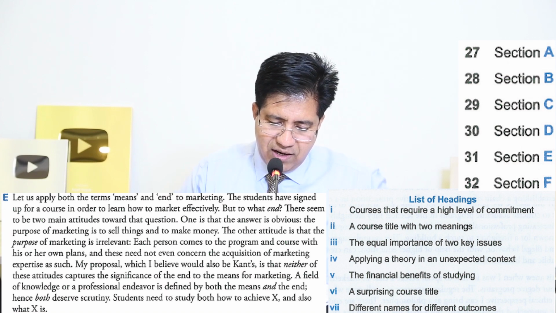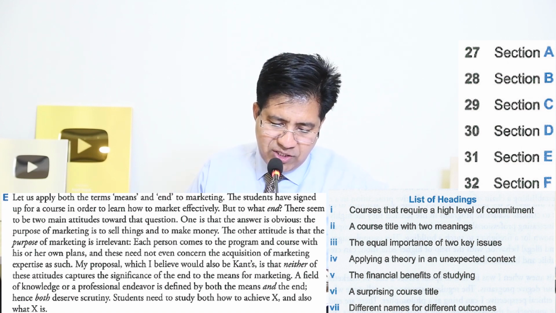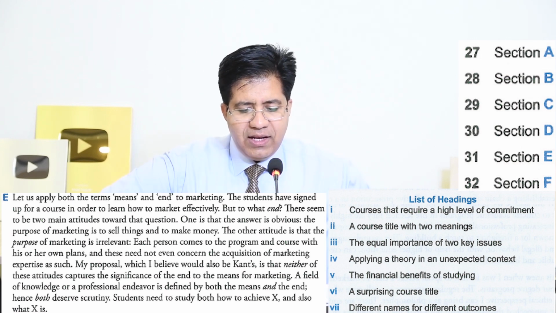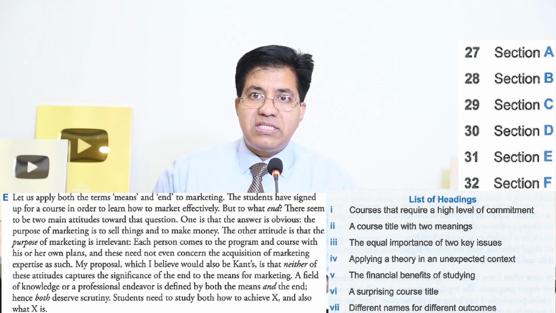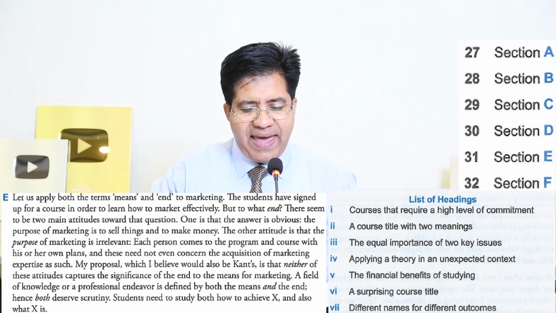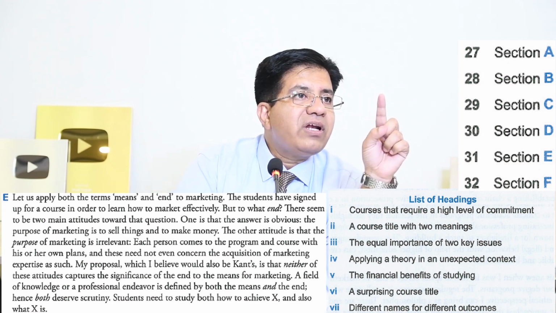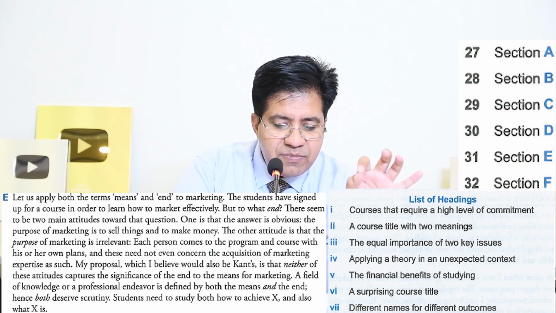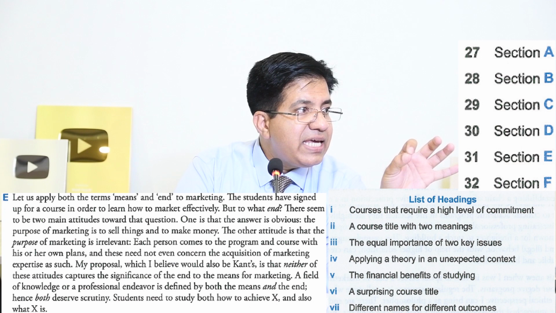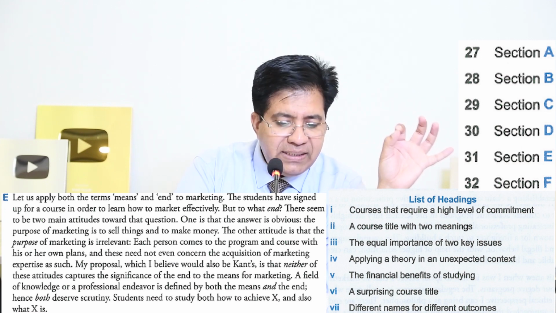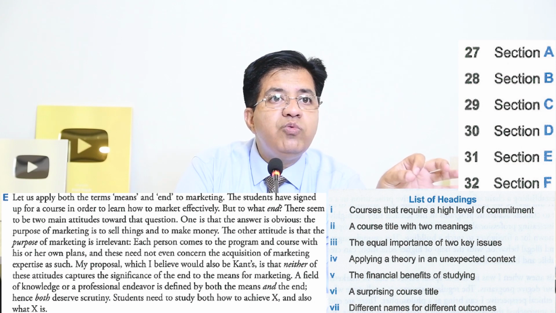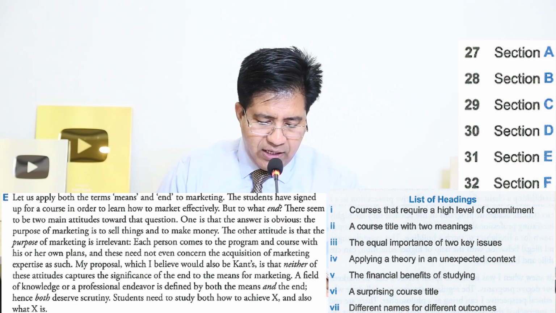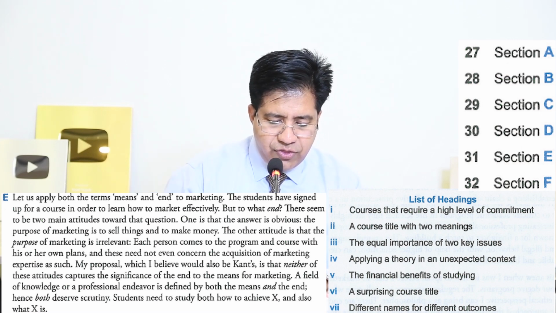Okay. Heading number 2 is a course title with two meanings. No, it isn't that. Heading number 3, equal importance of two key areas. Now come back. What are those two key areas? Listen, for key area, they have used the word terms. Number 1, number 2, these terms are given in brackets. Can you see? And what are those terms? One term is means and one is end. So for term, he used the word key areas. So for question number 31, section E, heading number 3 is the right answer.